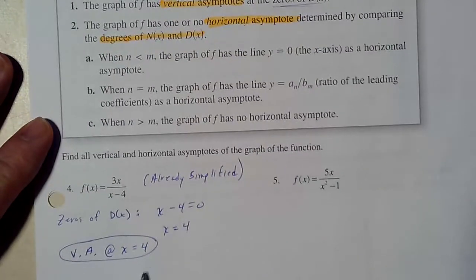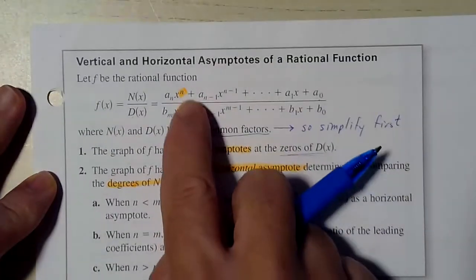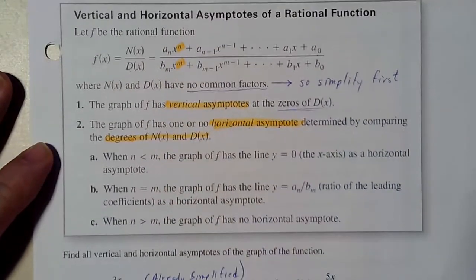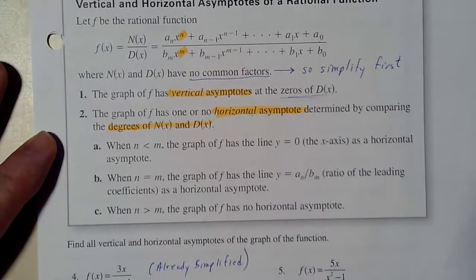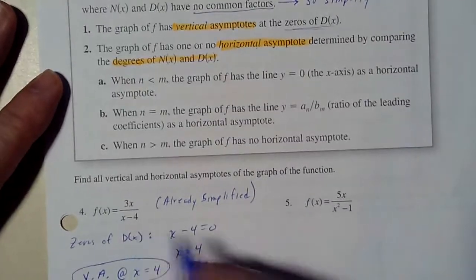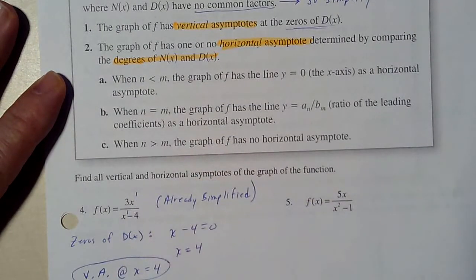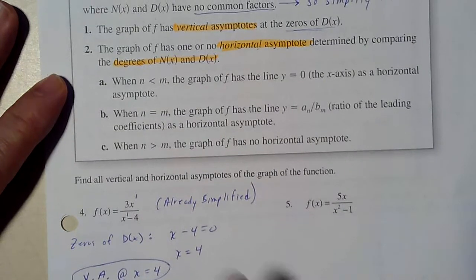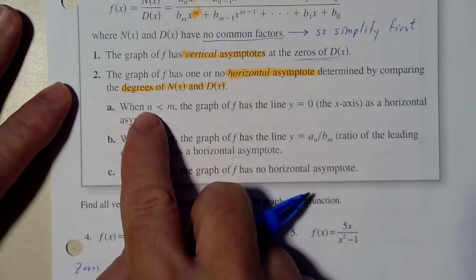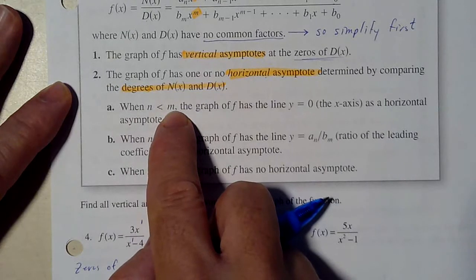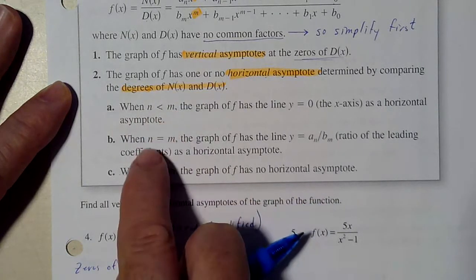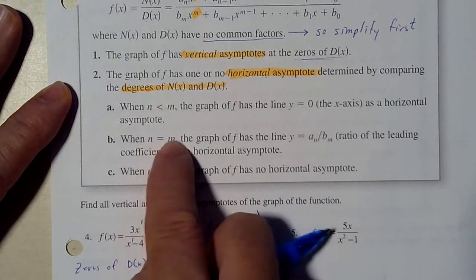Where was I? Okay, so yes, we got to look at these degrees. n is going to be the degree up top, m is going to be the degree on the bottom. So right now for 4, if you look at n and m, the degree up top is 1 and the degree on the bottom is also 1. They're both linear. When you look at these conditions, it says when n is less than m, but the degree is not lower up top. It's this situation, right? The degrees are equal.